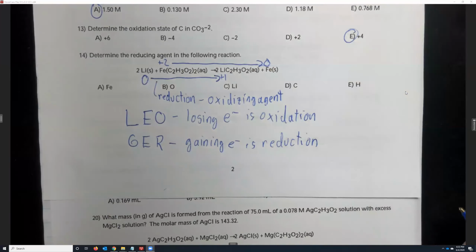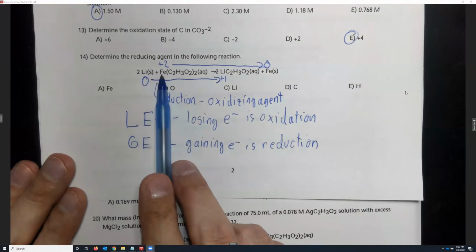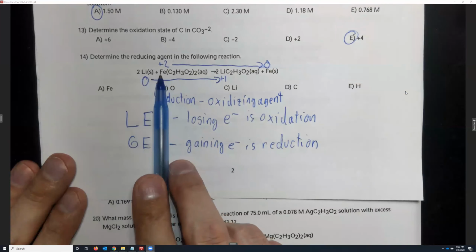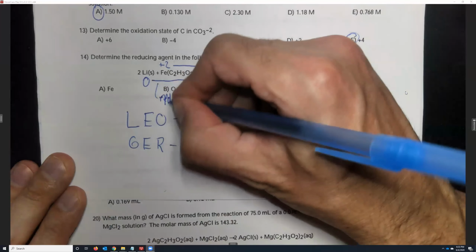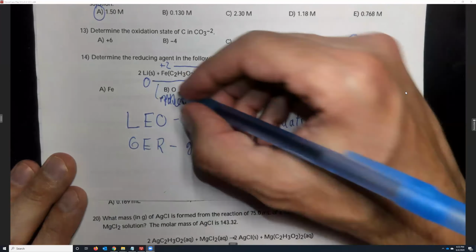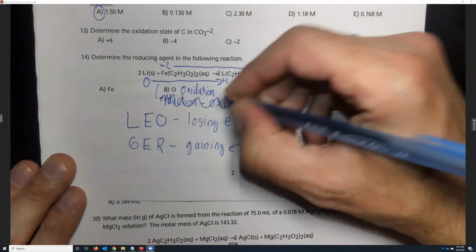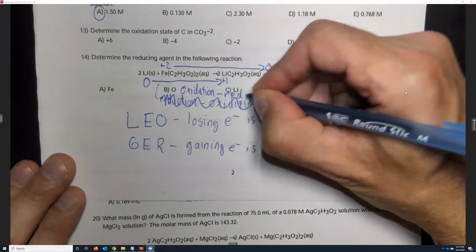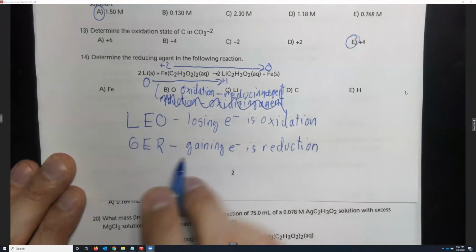Now, when we look at the iron, it goes from +2. What am I doing? I put this backwards. I said it's losing electrons and it's reduction. It's losing electrons, so it's oxidation. Sorry about that. All right, and it is the reducing agent. It's written right there, and I said it backwards.